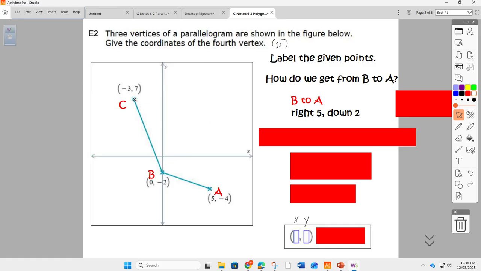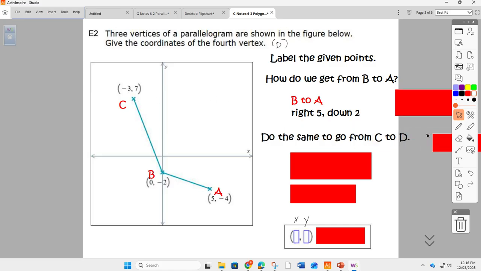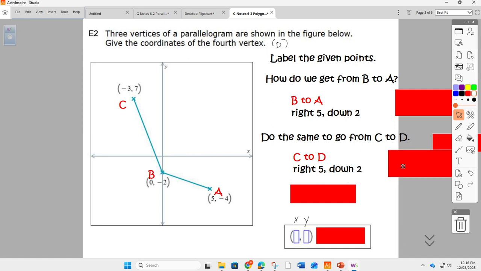So now all we have to do is do the same thing. We're going to start at C, go right 5, down 2. So do the same, go from C to D. It's going to be right 5, down 2. We're going to do that together. I'm going to let you go ahead and fill it in. Tell you right what I wrote.